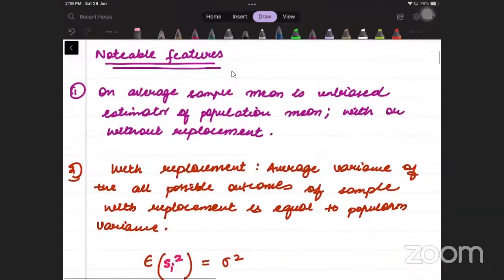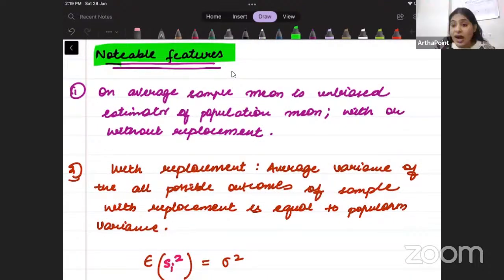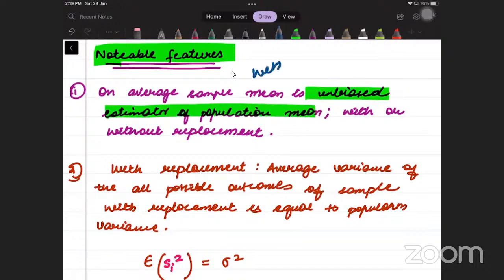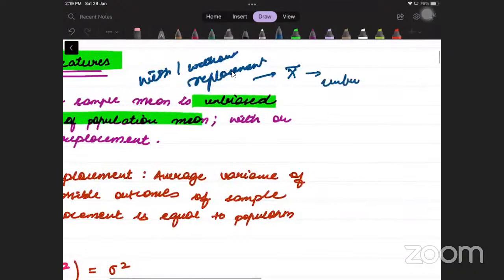Now, there are some notable features that you must make a note of. First of all, whether I talk about the sample mean with replacement or without replacement, it is always an unbiased estimator of the population mean. So please make a note: with or without replacement, the sample mean that you find is an unbiased estimator of the population mean.